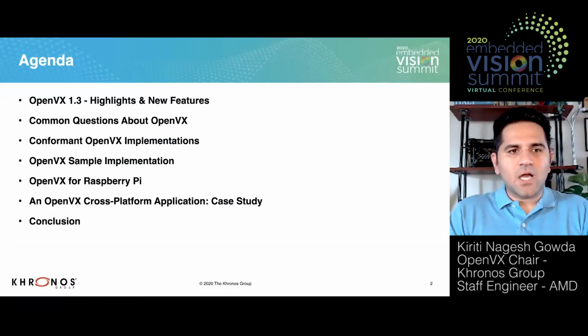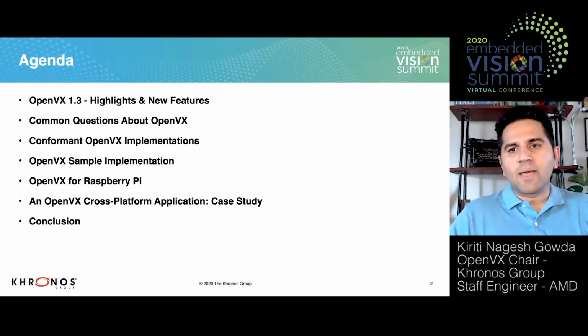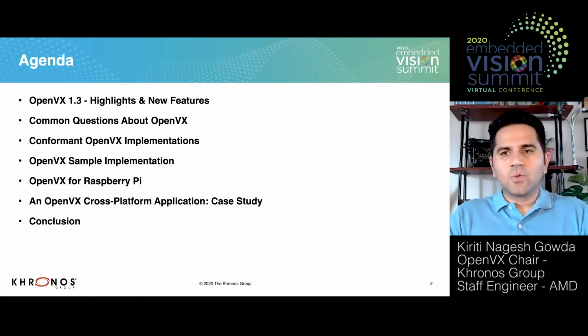Today's talk agenda will be highlights and new features of OpenVX 1.3. We'll talk about some common questions about OpenVX. We'll talk about what an OpenVX conformant implementation is, and then we'll move into the OpenVX sample implementation, and then talk a little bit about OpenVX for Raspberry Pi, and then we'll take a deep dive into a case study for an OpenVX cross-platform application. And then we'll conclude with key takeaways and what to look for in the future, and we'll open up the floor for questions.